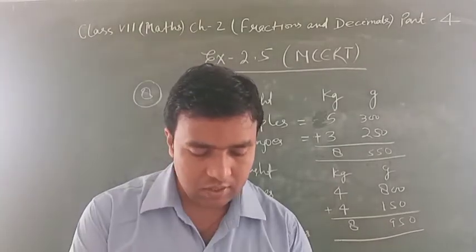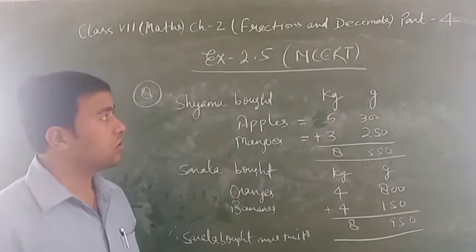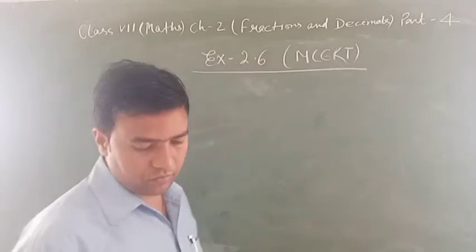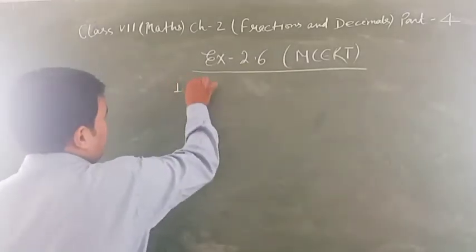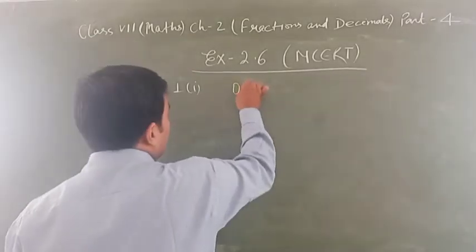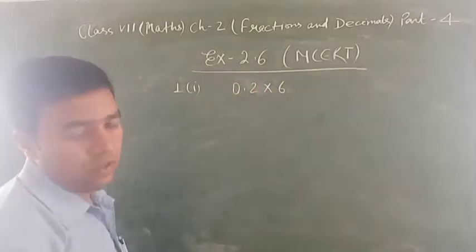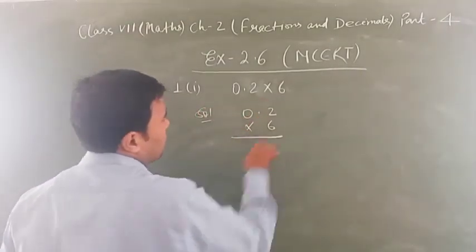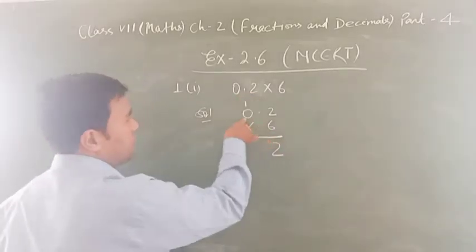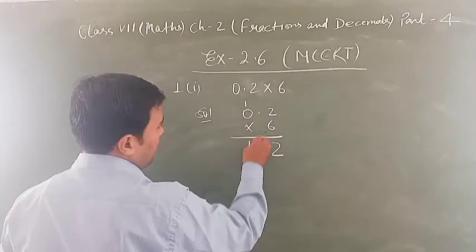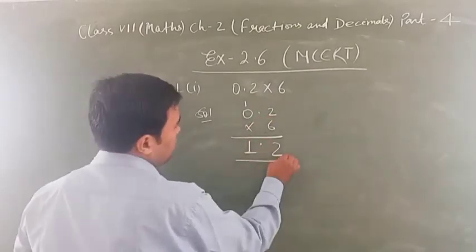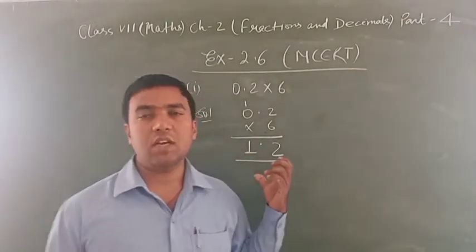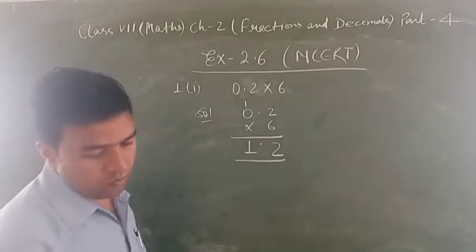Now exercise 2.6. Also I will explain. Note down this. 2.6 exercise, multiply 0.2 by 6. Clear? Means when you do 0.2 multiplied by 6: 6 twos are 12, 1 carry, 6 into 0, 0 plus 1, 1. After decimal 1 number, means 6 into 0.2 equals 1.2 is the answer. Clear? One more part.